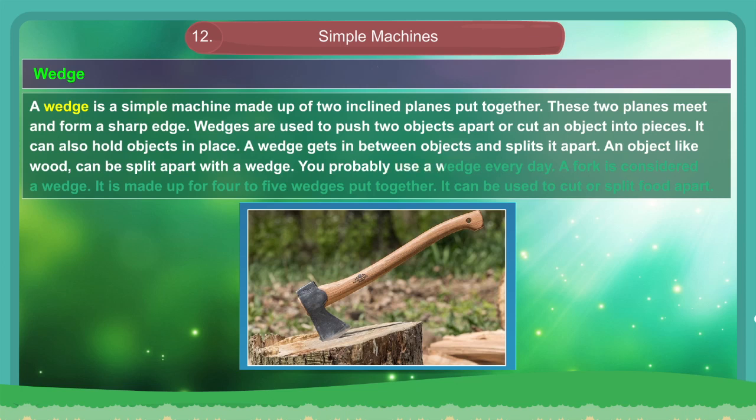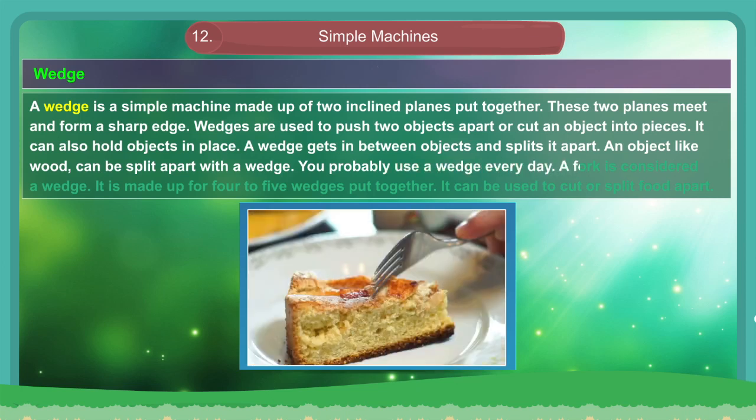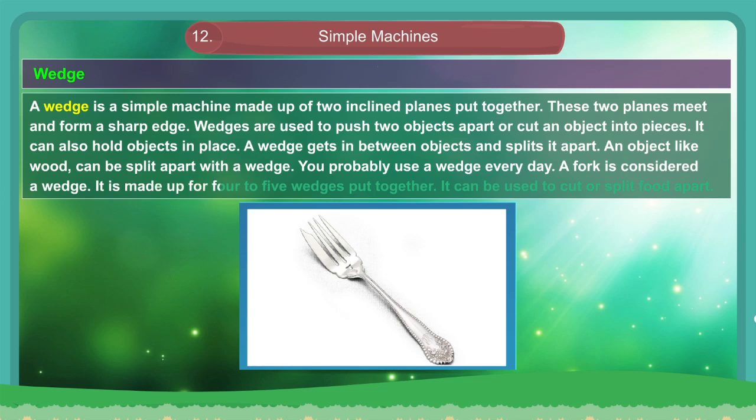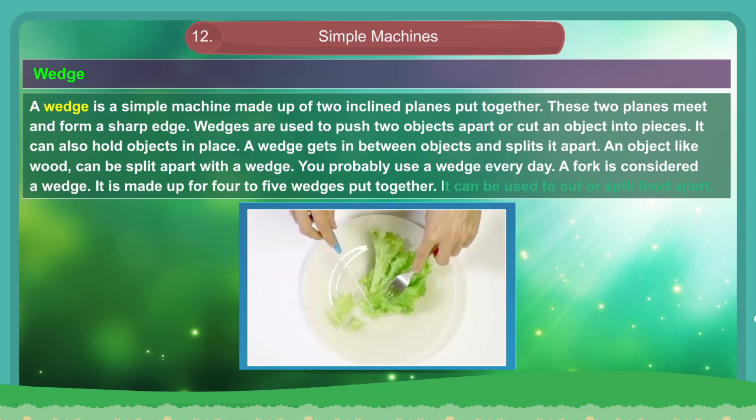You probably use a wedge every day. A fork is considered a wedge. It is made up of 4 to 5 wedges put together. It can be used to cut or split food apart.